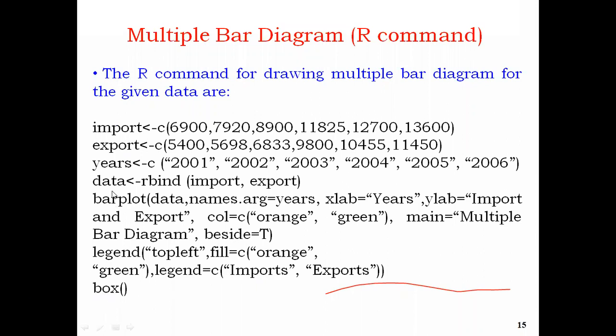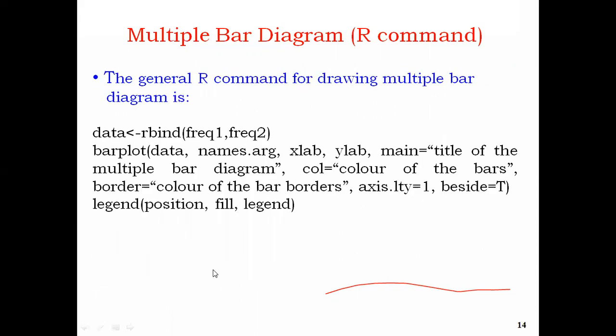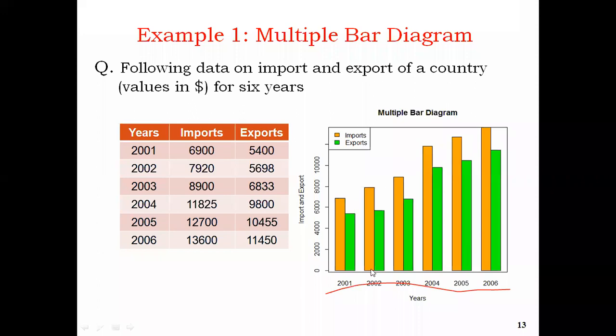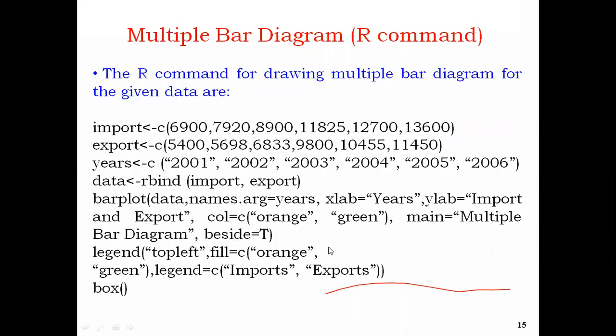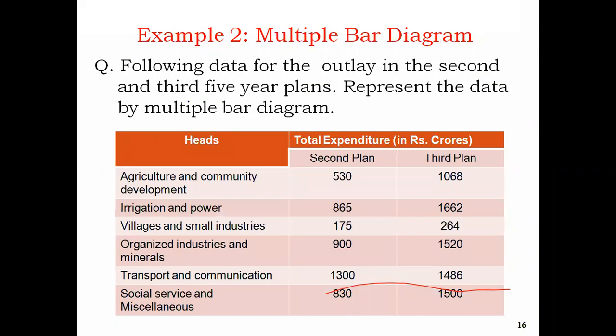Now you see, if we are putting this in our command, I am copying from here and then pasting in our window, but you have to type, you have to write the commands there. So you see, we are getting this multiple bar diagram from 2001 to 2006, for 6 years. So these are the commands. Then I am giving one example here, just to see what the example is.